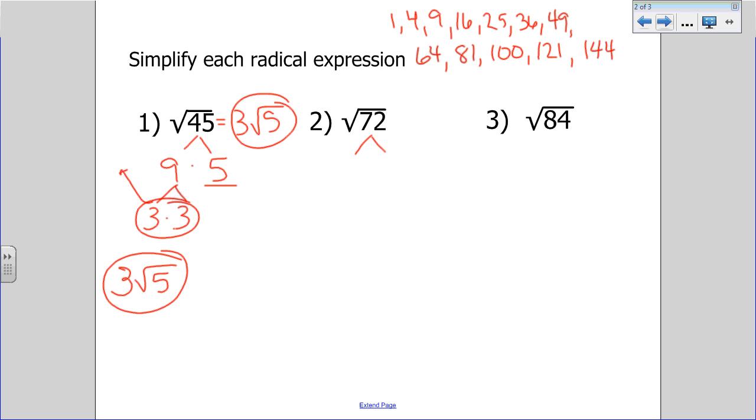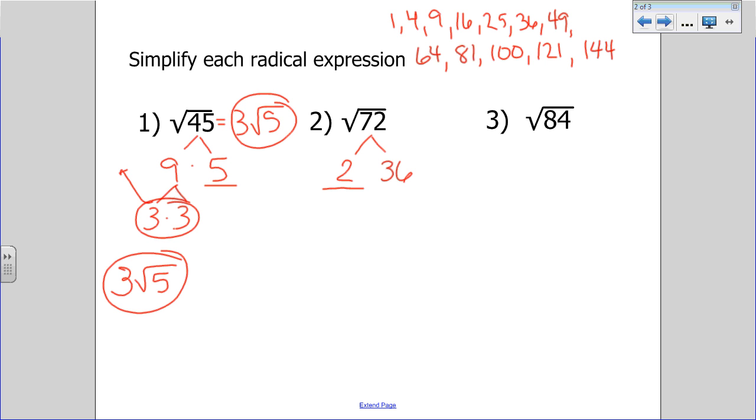I need to find something that divides into 72. I'm not sure how strong many of you are with your math facts, but because it ends in a 2, I know that 2 divides in there. And sometimes that simple division gets you down to a number that you do know how it breaks up.